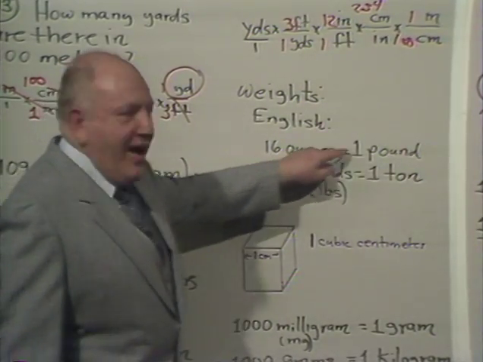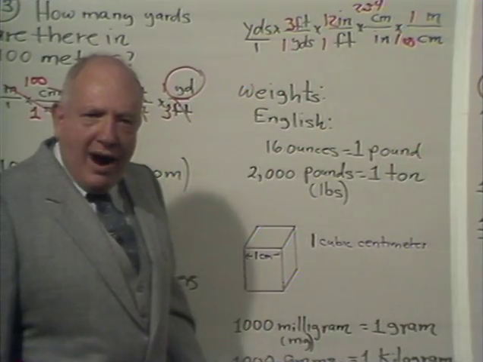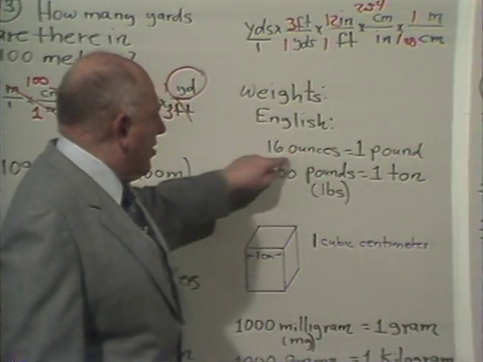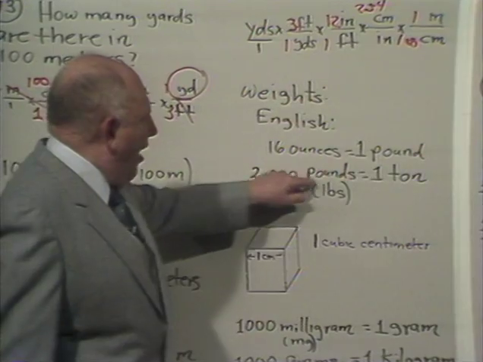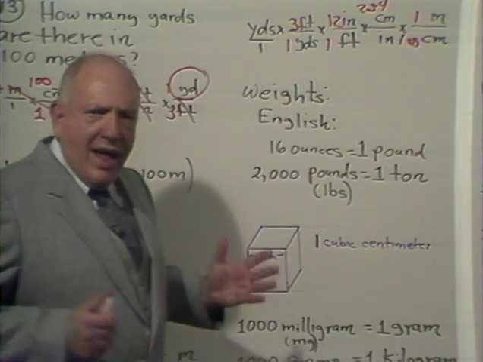At any rate, we divided the pound into 16 equal parts. Each was called an ounce, so 16 ounces is a pound. 2,000 pounds is called a ton. And how do we learn those things?